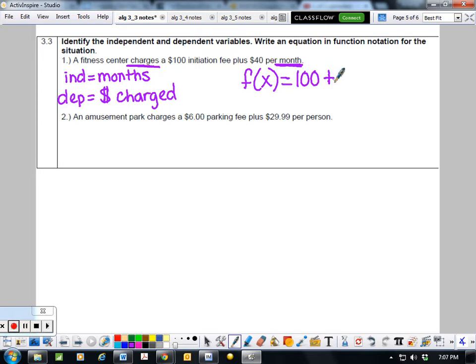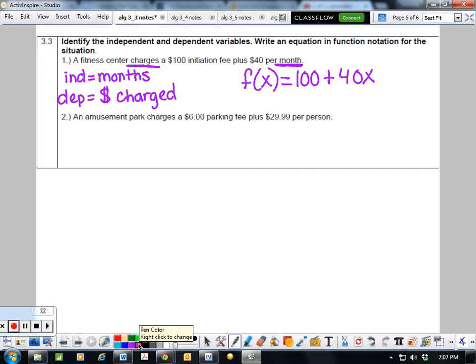And then I'm going to add on $40 for every month that we're a member. So again, it's using that standard way of writing an equation that we've been working on. Our initial fee plus our rate, how much we charge every single month, or how much we charge an hour, or how much we charge a day. And that's our function notation.